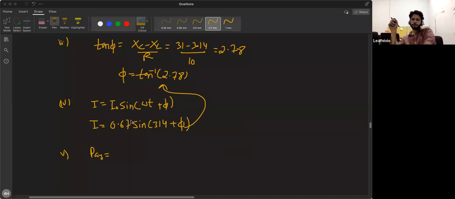Average power. See, average power is ERMS times IRMS times cos phi. So first write ERMS as E naught by root 2. Write IRMS as I naught by root 2. And cos phi you can write as R by Z. Put all values. The value of ERMS, E naught.